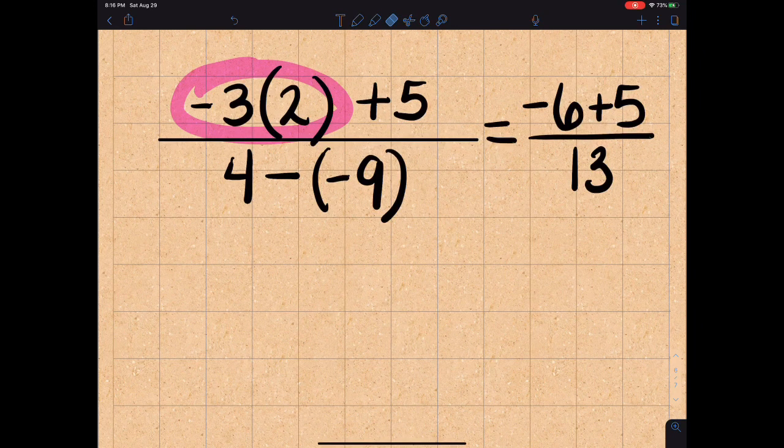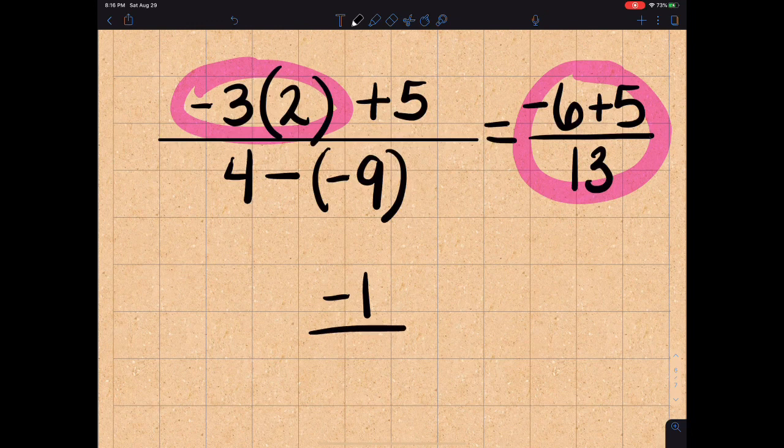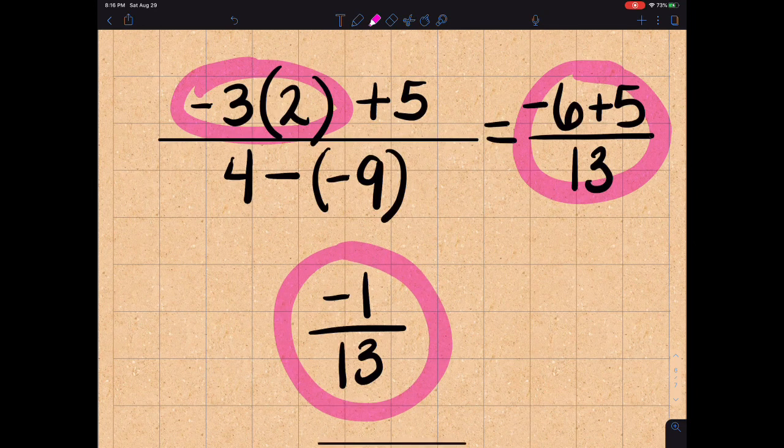Whoops. All right, one more time. Negative 6 plus 5 is going to be negative 1, and the denominator is going to be 13. So let's see if I got that right. Yay, it looks like I did. So I got it right, even though I did it spur of the moment, and you can do it too.